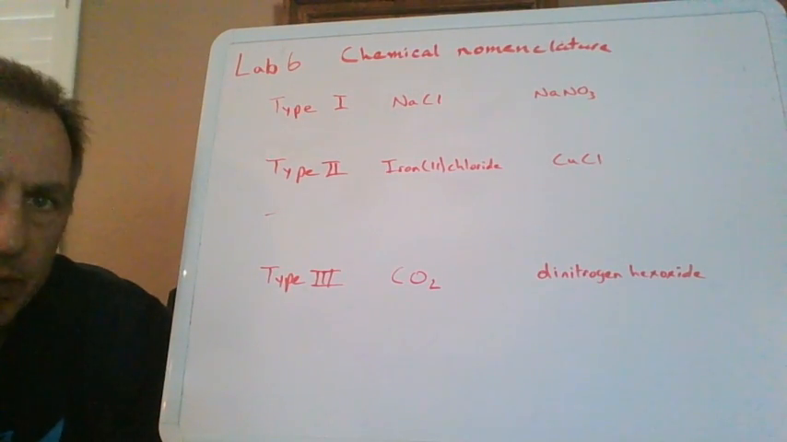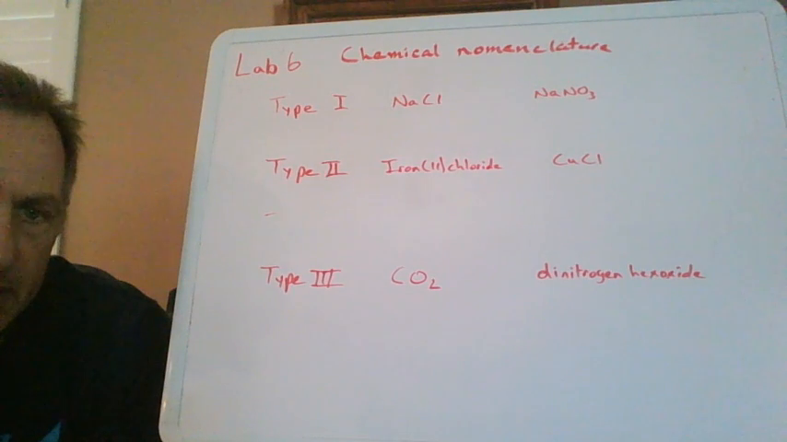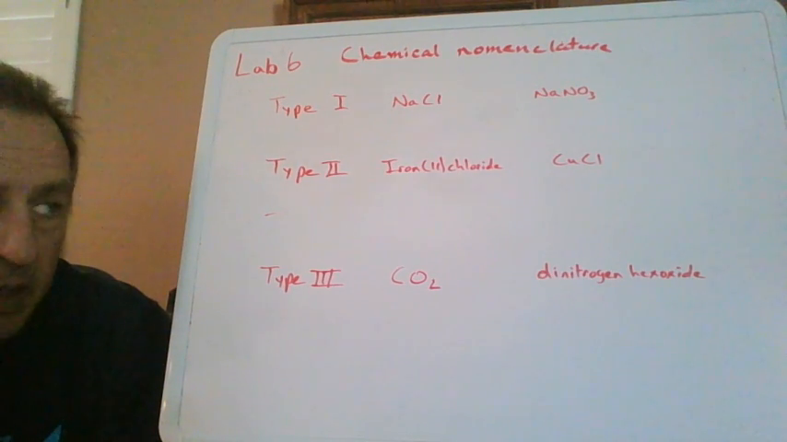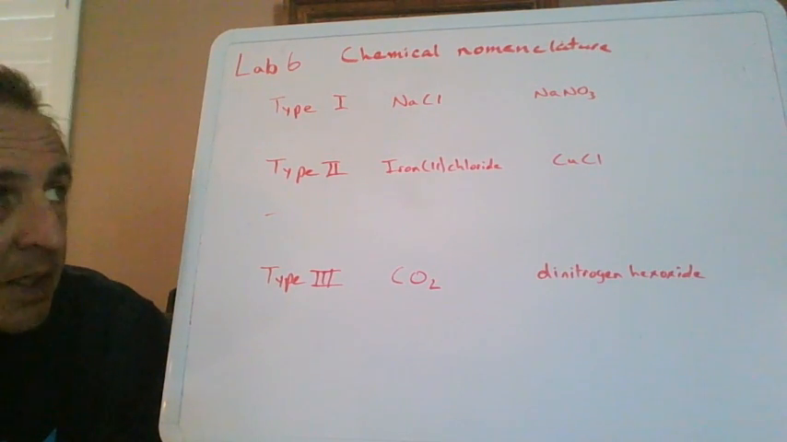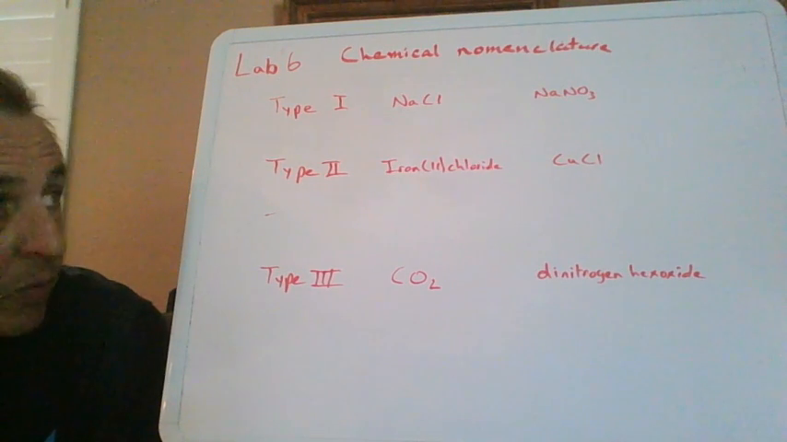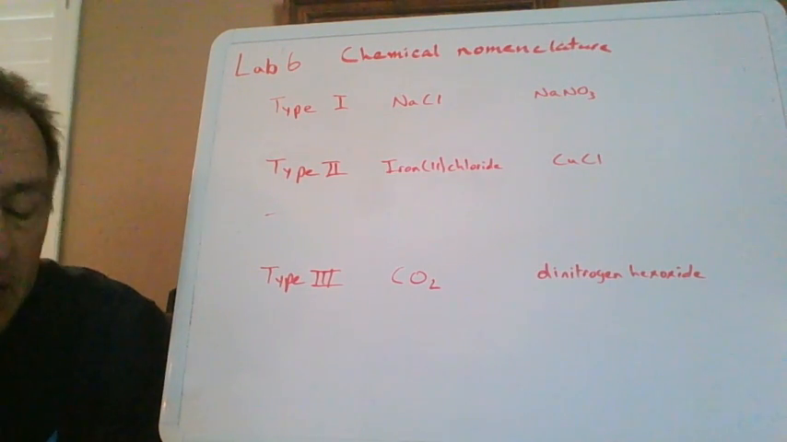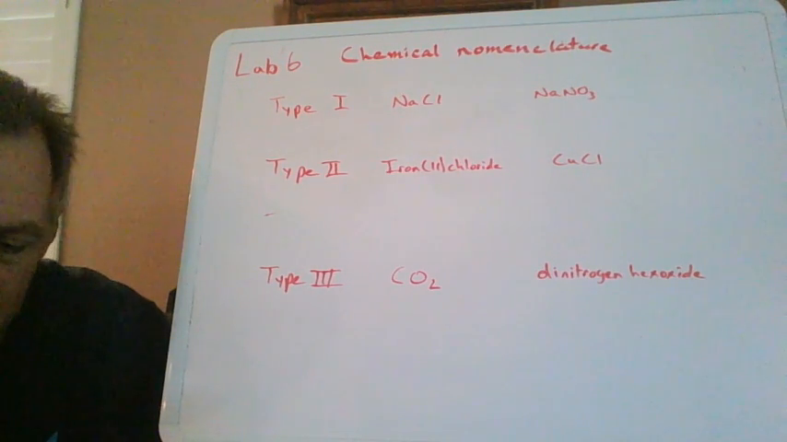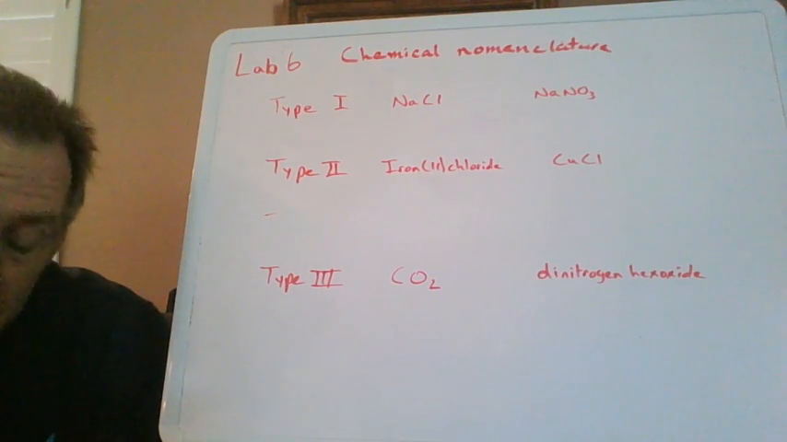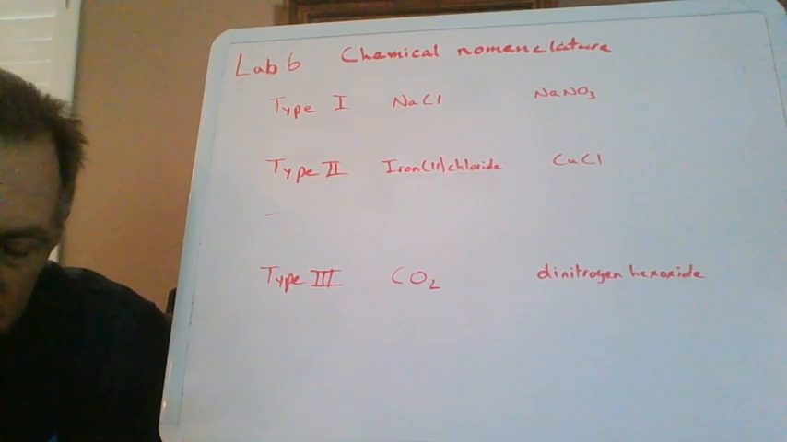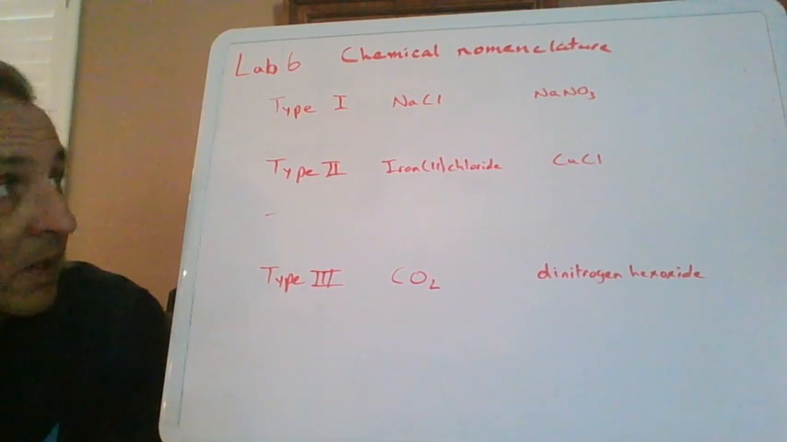Next lab was lab 6, chemical nomenclature. So that was learning how to name these different compounds. And remember, there were 3 main types that we focused on: type 1, type 2, and type 3. In type 1, the metal is a metal that always forms the same charge. In type 2, the metal is a metal that can form a variable charge. And type 3 is between 2 non-metals. So let's look at a couple of quick examples here.